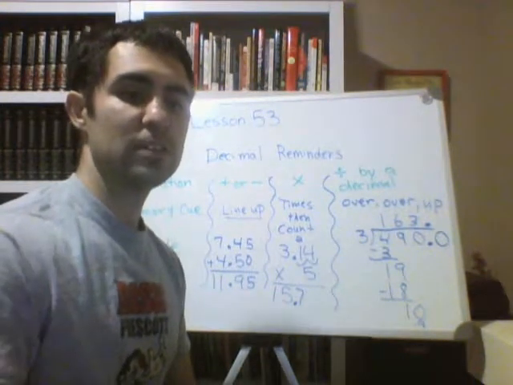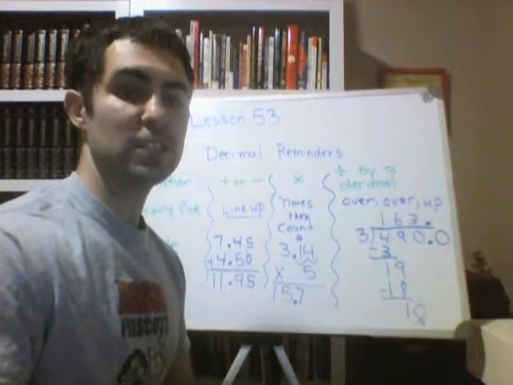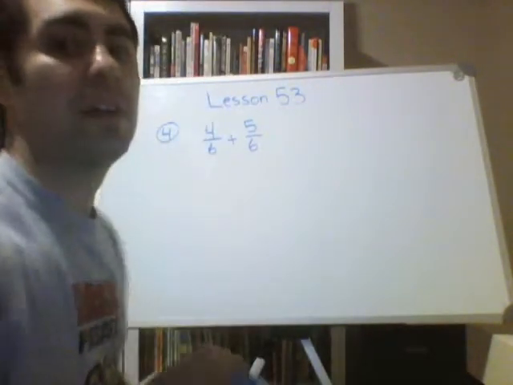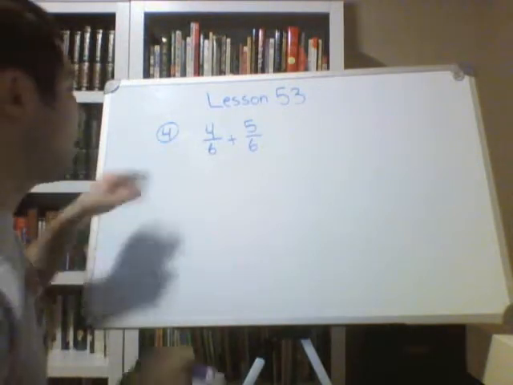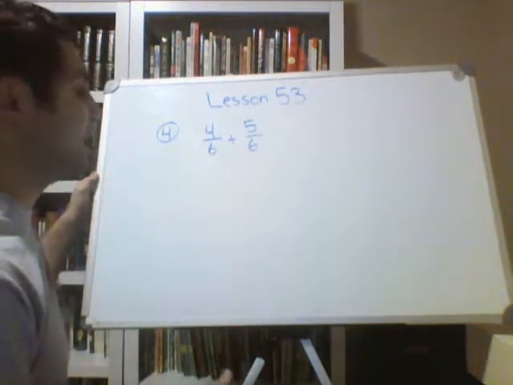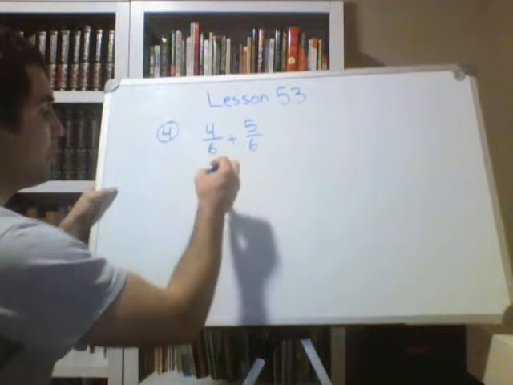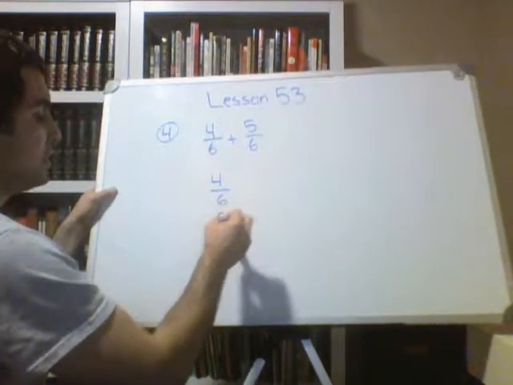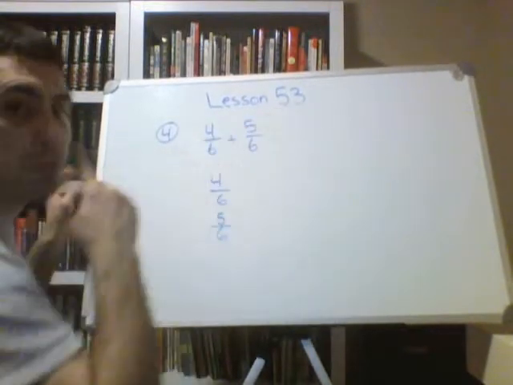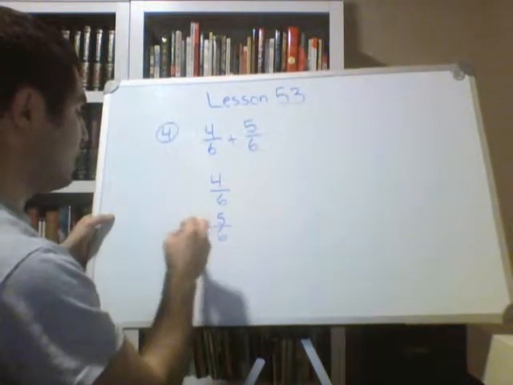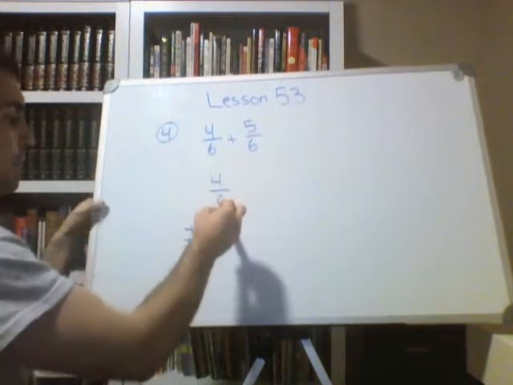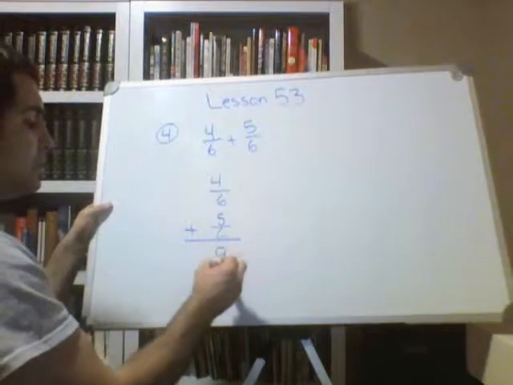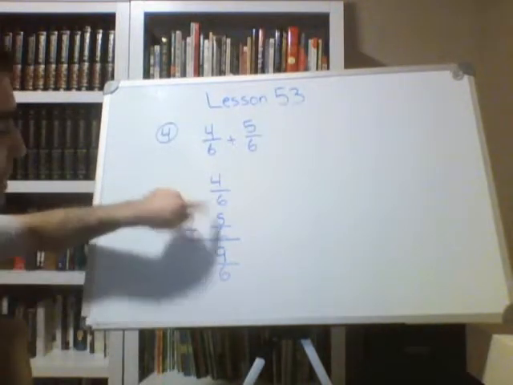You guys, let's talk about reducing fractions and mixed numbers. Alright, let's go ahead and talk about this problem. We have 4/6 plus 5/6. Whenever you're adding fractions, I like rewriting them so that they're up and down. If you're multiplying fractions, you just multiply straight across. But adding fractions, we want them up and down. So you add the numerators, 4 plus 5, that's going to be 9, and the denominator stays the same. We already have a common denominator, 6, 6, 6.